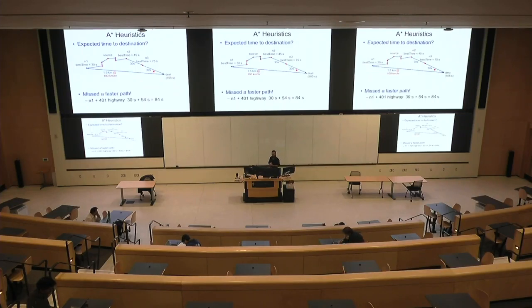Okay? Any other suggestions? How can we avoid over-predicting the travel time from the current node to the destination? It's not a trick question, by the way. It's just a minor fix for the approach that we've taken so far.